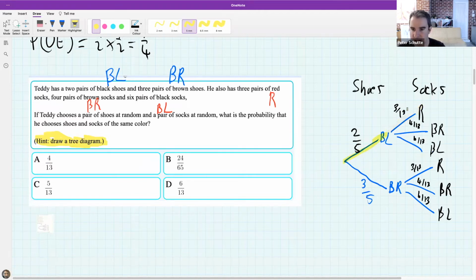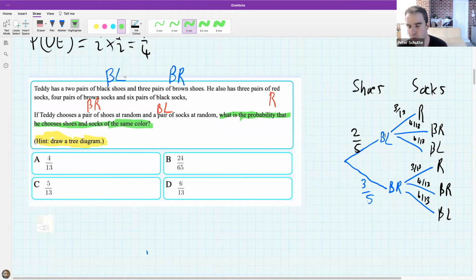Now, I don't know what the probability of that is yet because it's a compound event, but I could work it out. However, we could also say, what's the probability of getting black shoes and then black socks, which would be that event over there. So each of the paths along the tree represents a possible outcome. If you want to know the probability of that outcome, you multiply along the branches. Now, in this question, it says, what is the probability that he chooses shoes and socks of the same color?